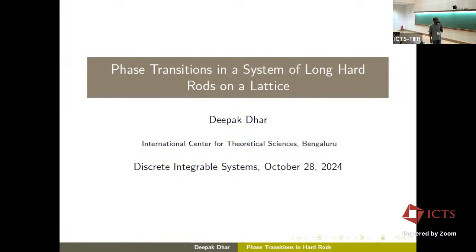The first talk of the session is by Deepak Dhar from ICTS, and he'll talk about phase transitions in a system of long hard rods on a lattice. Please, Deepak.